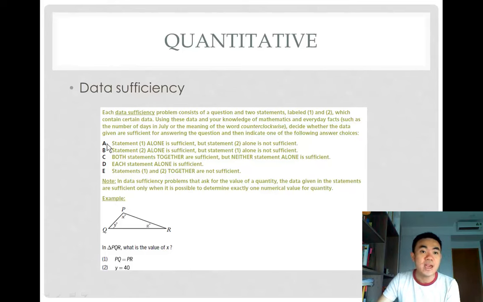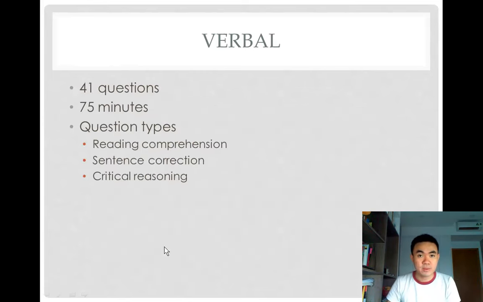For example, A and B mean that statement 1 or 2 alone is sufficient, while the other statement alone is not sufficient to answer the question. C means that both statements together are sufficient, however, neither statement alone is sufficient. D means each statement alone is sufficient, and E means that you have to use both statements in order to answer the question, and no statement alone is sufficient to answer the question.